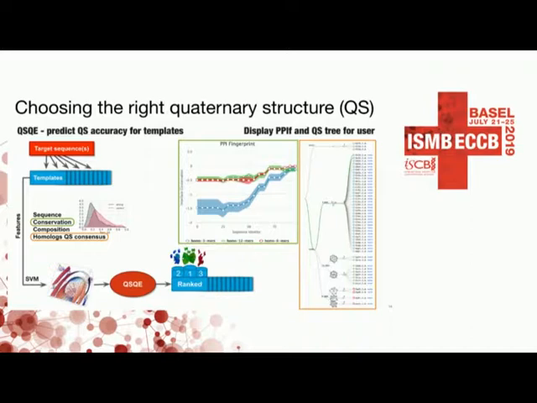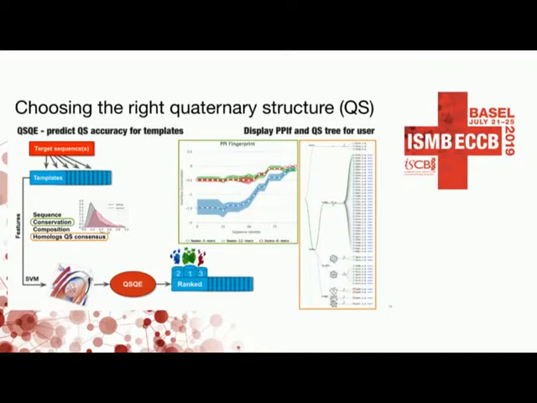Plus, in terms of the consensus of the quaternary structures, we display to the user in a tree view what kind of quaternary structures we found. In this specific case, it's for a single target sequence, which appears in the PDB in homologs that have as a monomer, as a trimer, as a hexamer, as a dodecamer, and it's not immediately obvious which one to choose.